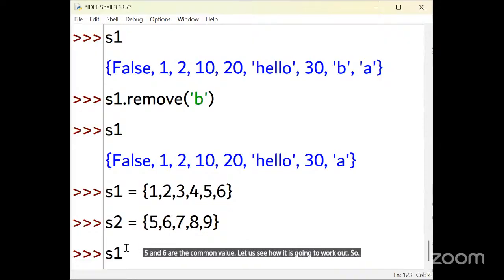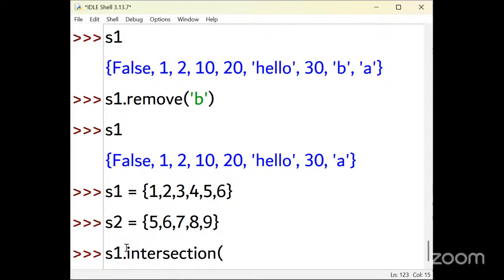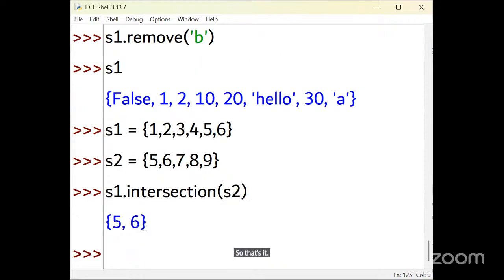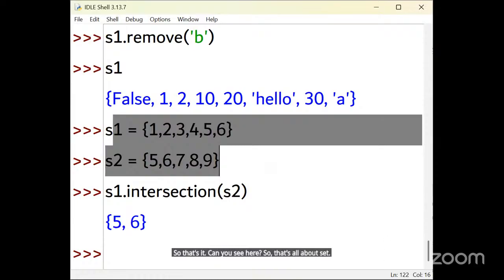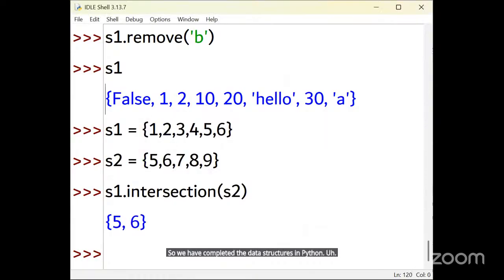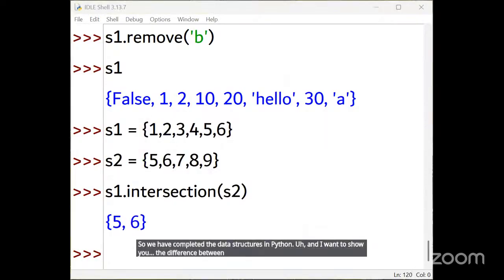So S1 dot, that is a function which is known as intersection, of S2. Okay. So that's it. Can you see here? So that's all about set. So we have completed the data structures in Python. And I want to show you the difference between all those things once again.